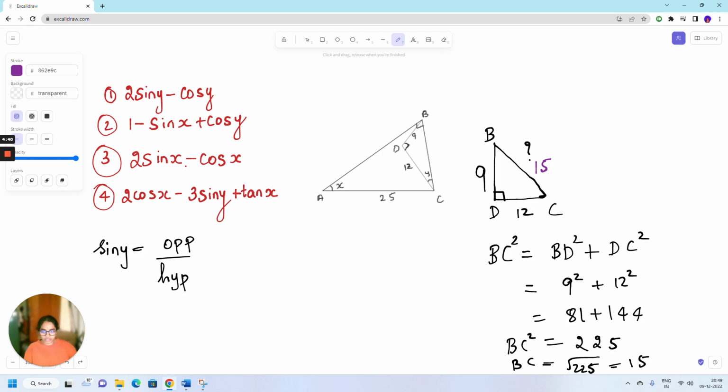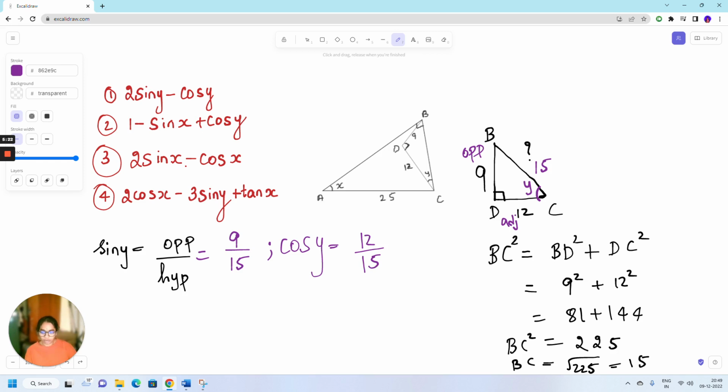Now can you tell me what is sine Y? Where do we have the Y? It is over here. Which is the opposite side to Y? 9, right? Which is the adjacent? 12. And the hypotenuse, as we know, is 15. Now can you tell me what is opposite by hypotenuse? That would be 9 divided by 15. Can you tell me what is cos Y? Cos Y is equal to 12 divided by 15.